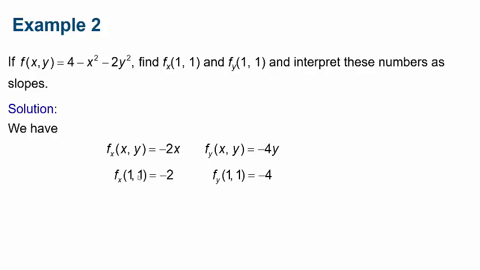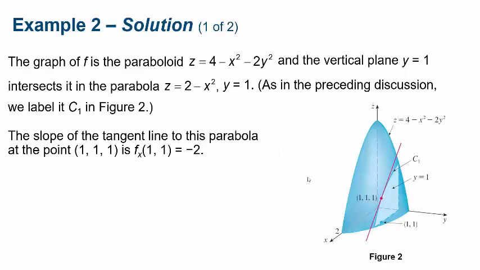So plugging in the point 1, 1, the partial derivative of f with respect to x is minus 2, and the partial derivative of f with respect to y is just minus 4. So the graph of f is this shape here, z is equal to 4 minus x squared minus 2y squared, and the vertical plane y is equal to 1 intersects it in this parabola, z is equal to 2 minus x squared, where y is equal to 1. As in the preceding discussion, we labeled it C1. So the slope of the tangent line of this parabola at the point 1, 1, 1 is just negative 2. You can see it right here.